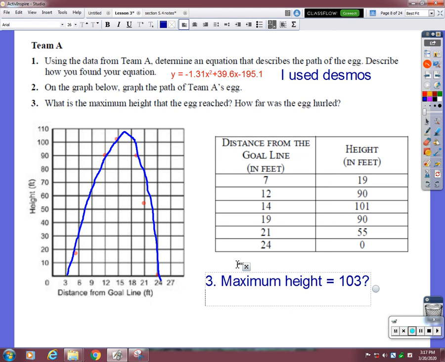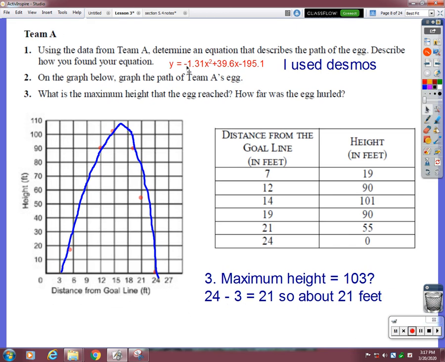And then how far was the egg hurled? Well, we know it landed at 24. We don't really know where it started. Maybe right around 3. So if I go 24 minus 3 equals 21, so about 21 feet. But again, those are just estimates. We could graph this on Desmos and then figure it out exactly, but we ain't gonna.